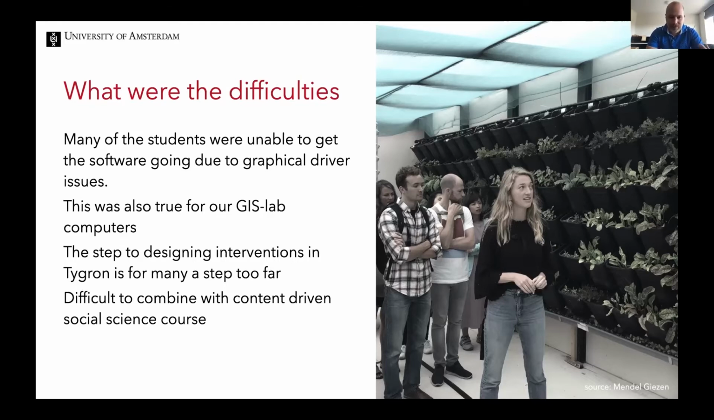And finally, it was difficult also to combine with the content-driven social science course, because we had certain subjects and we tried to align the subjects with the interventions and the technical aspects. But still, we found we needed either more time for the content or more time for the explanation of how to use the software and how to go through it. And so in this 6 ECTS course, combining content-driven social science with also learning new software proved a bit challenging, to say the least.